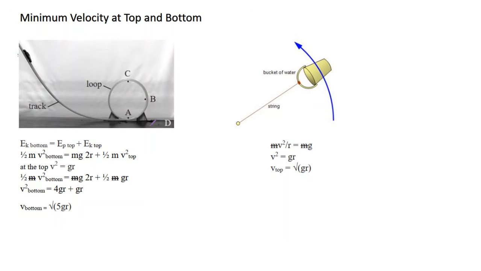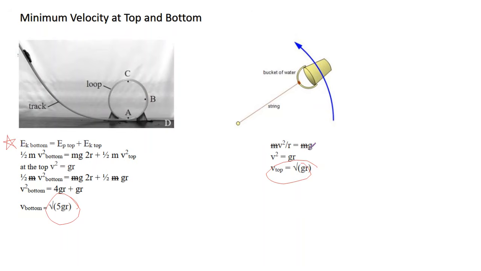In vertical circular motion, the minimum velocity required at the bottom is root over 5gr, and the minimum velocity at the top is just root over gr. The derivation is clearly shown here. You can pause the video and go through this. For minimum velocity at the bottom, I have considered the law of conservation of energy here.